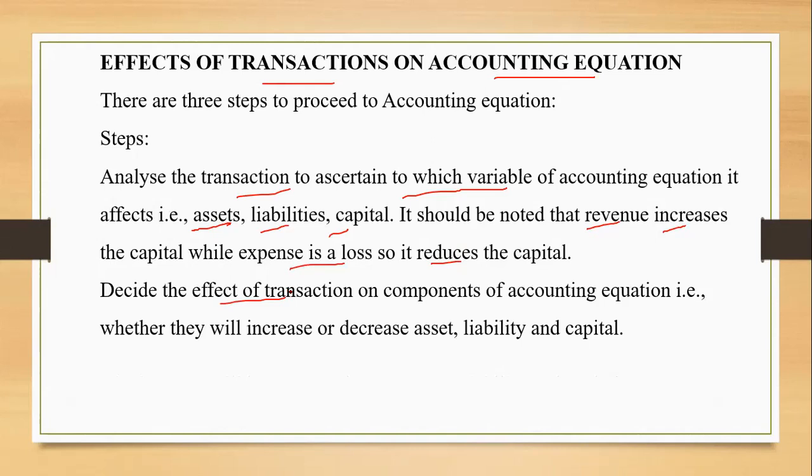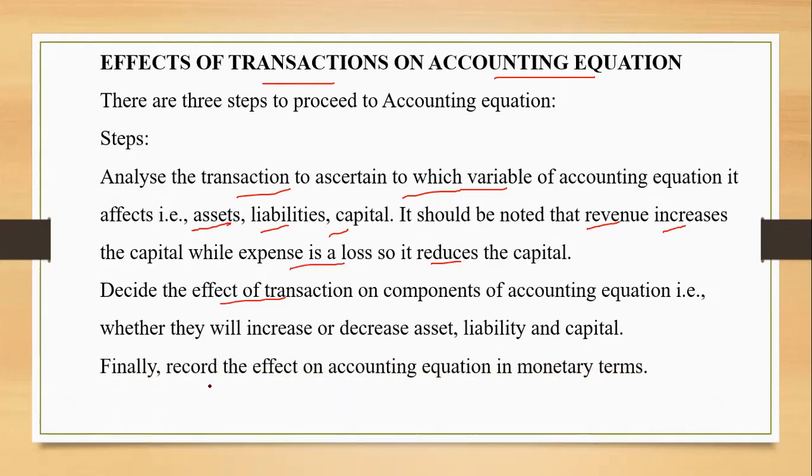And third is to give the effect of those things, right? Finally, record the effect on the accounting equation in monetary terms. So these are the 3 steps we followed. First is analyze, second is decide, and third is record the effect. A very simple process.